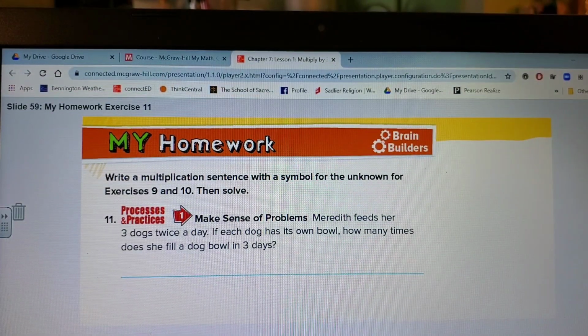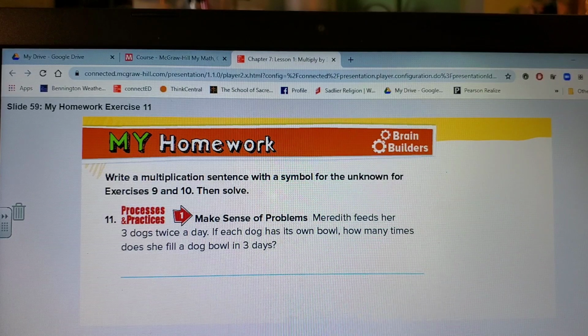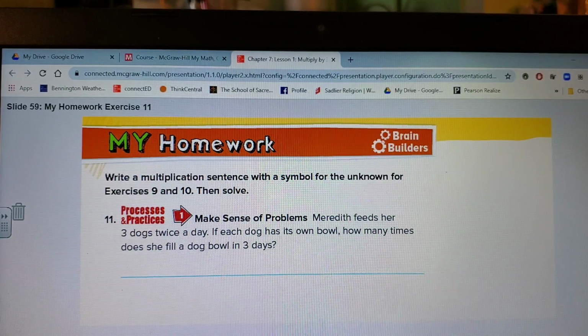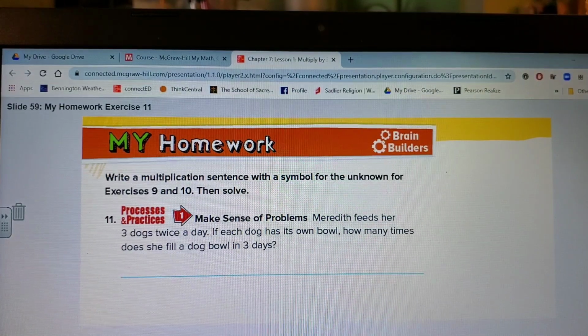Write a multiplication sentence with the symbol for the unknown. Well, this says for 9 and 10, but we're on 11. Here's 11. Meredith feeds her 3 dogs twice a day. If each dog has its own bowl, how many times does she fill a dog bowl in 3 days? So first, she has 3 dogs, and she feeds them twice a day. Twice means 2. So 3 times 2 would equal 6. So 6 times 3 days equals your unknown. So 6 times 3, look up on your multiplication chart and fill that in.